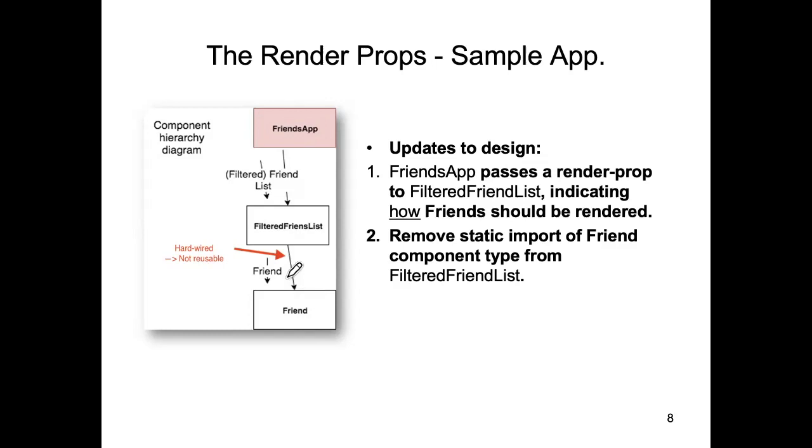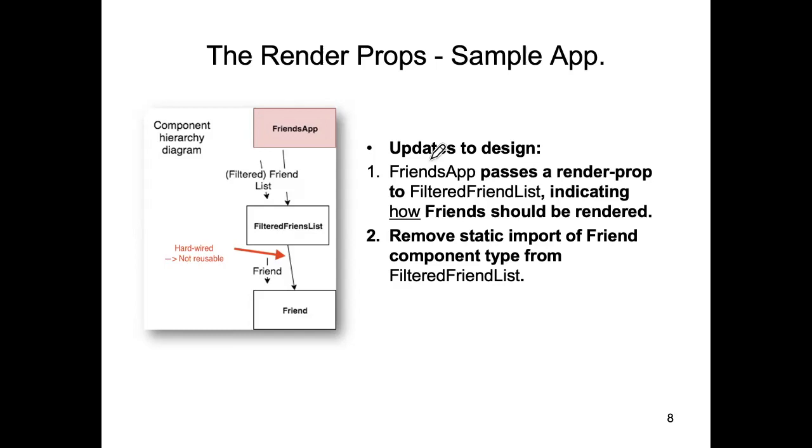And the way we get it to achieve that is this component here is essentially going to tell filtered friends list how it should render friend components. And it'll communicate that using this render prop pattern. So the change that I'm going to make to this old design, I'm documenting over here. I'm saying the friends app, which is the component at the top, is going to pass a render prop to filtered friends list. And that render prop will indicate how friends should be displayed.